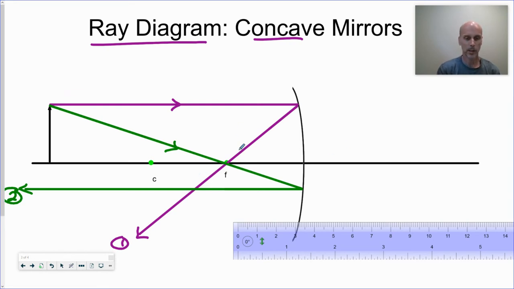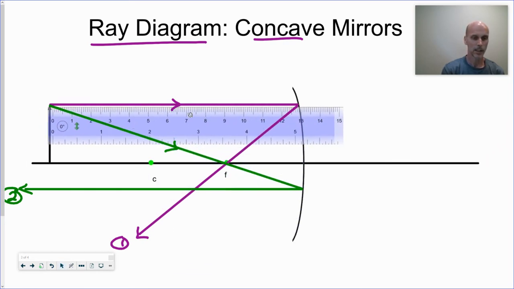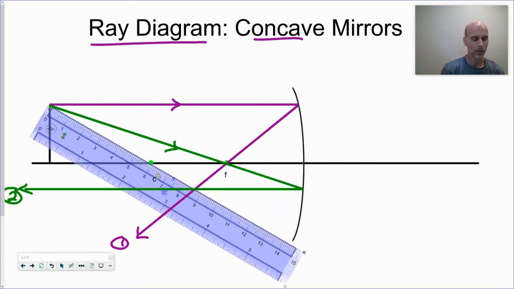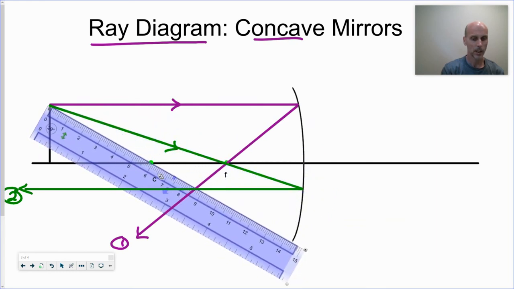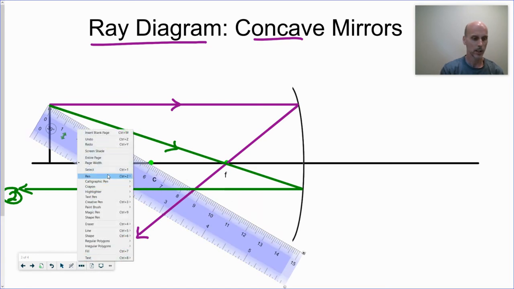Now, in theory, we now have all the information we need in order to find out what the image would look like and approximately where it would be located. But I'm going to show you, because we're learning this for the first time, if necessary, there's another ray that you can draw. And that ray is the one that, if you went from the tip of the object and lined up your ruler with the center of curvature, let's get another color here.